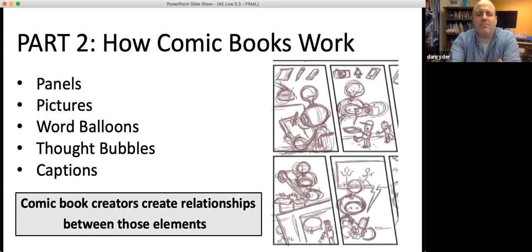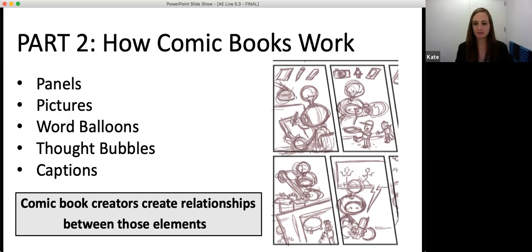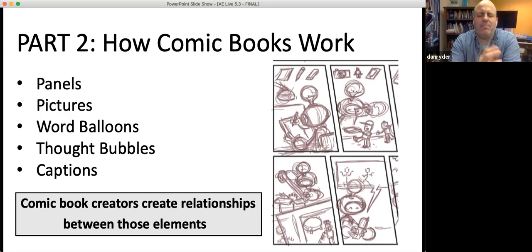So on the next slide, we talk about how these are the basic components of every comic: panels, pictures, word balloons, thought bubbles, captions, right? Those are the parts that make up any comic, or almost any comic. And the goal of a creator is pretty challenging, because what you've got to do is create a relationship between all of those elements, so that it makes a story that makes sense to your reader, that tells the story of your character going through their emotions or their journey. Whatever is happening becomes completely evident to your reader. And that can be really challenging the first time you start messing around with comics.